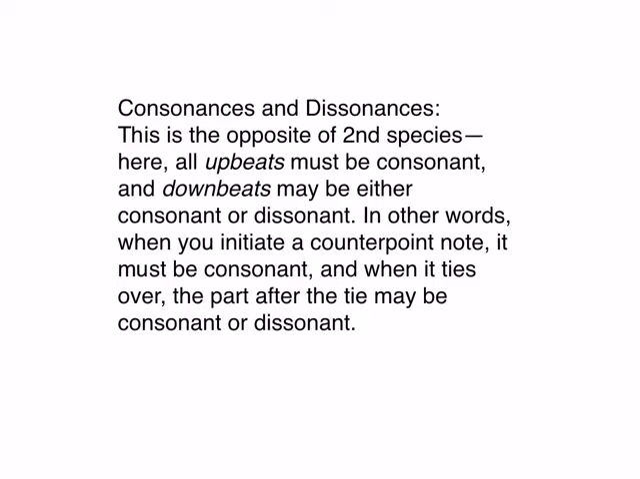The consonances and dissonances are the opposite of second species. Remember, in second species, the downbeats had to be consonant and the upbeats could be dissonant under certain circumstances. Now, in fourth species, the upbeats, in other words, when the counterpoint note starts, have to be consonant, and the downbeats can be consonant or dissonant. So when you start a counterpoint note, it's consonant. When you tie it over and the cantus moves, you'll see whether it's consonant or dissonant.